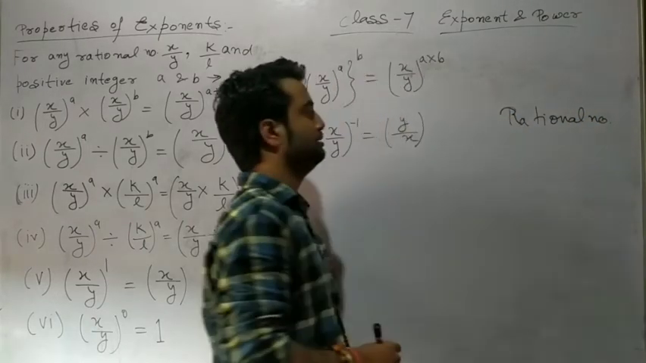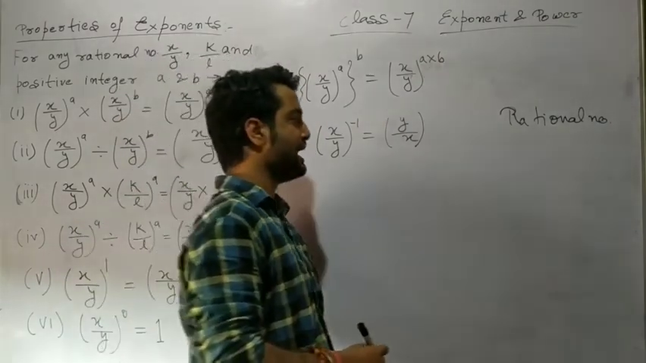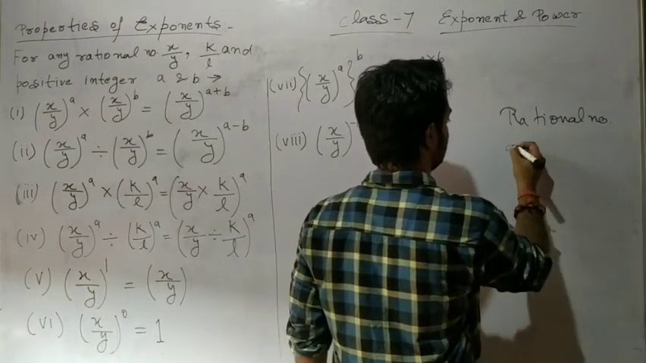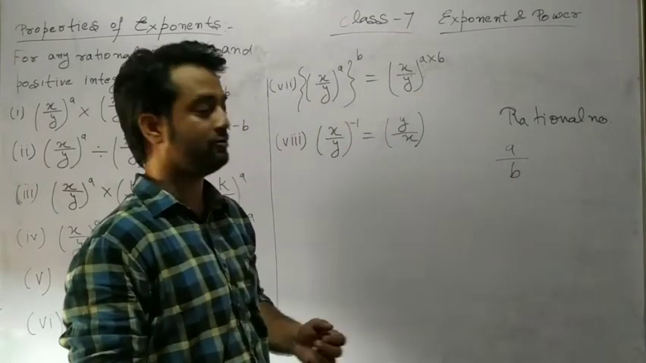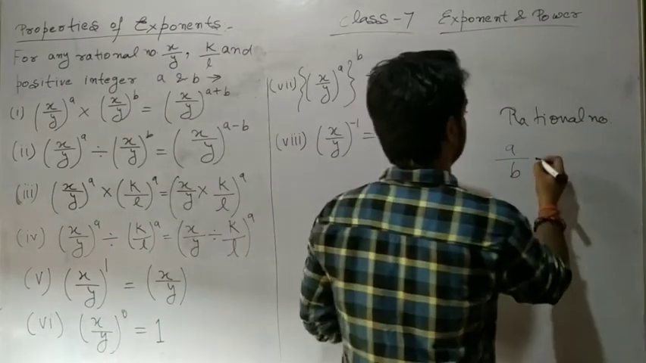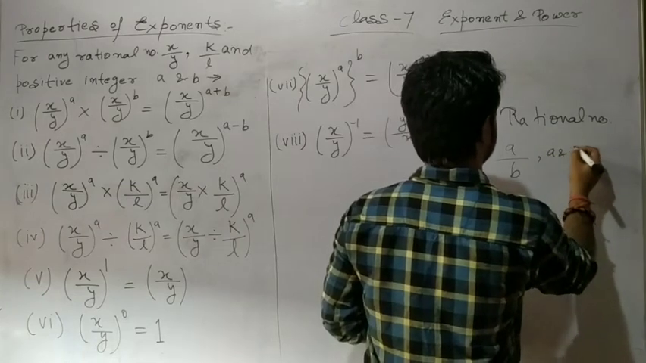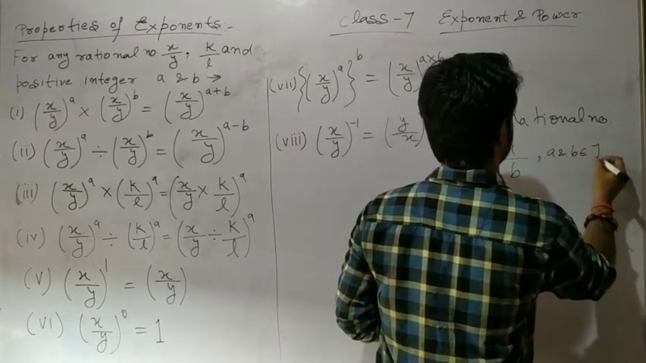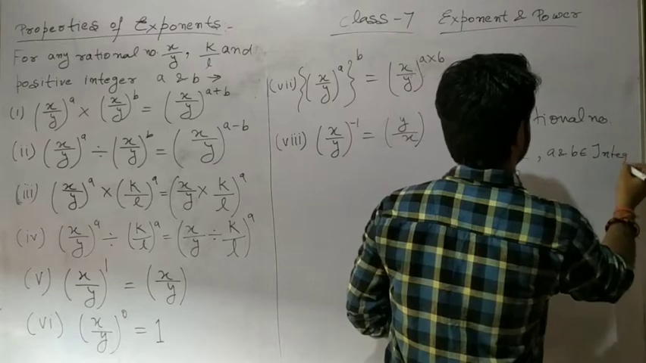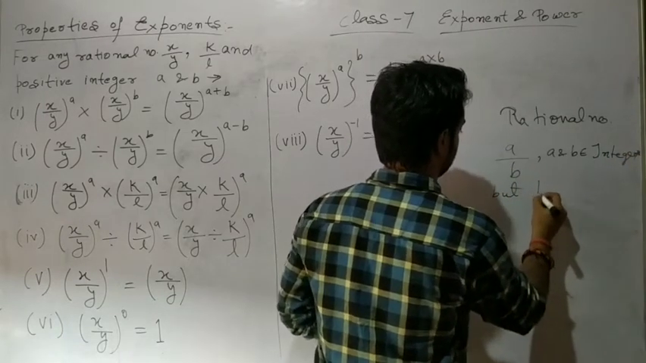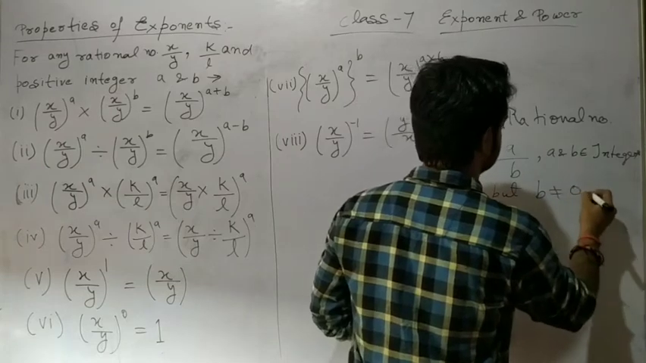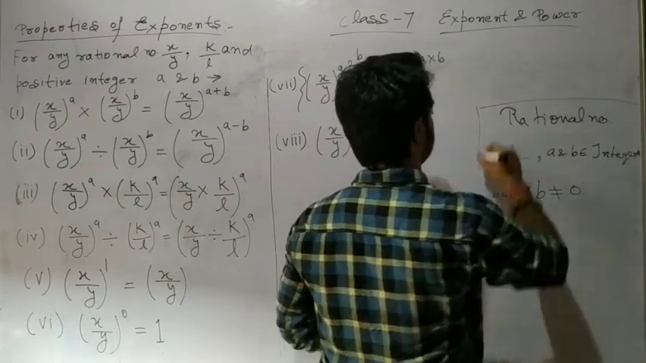So rational numbers are actually any numbers which can be written in the form of a upon b, where a and b are integers, but b should not be equal to 0. So rational numbers are actually a huge set.